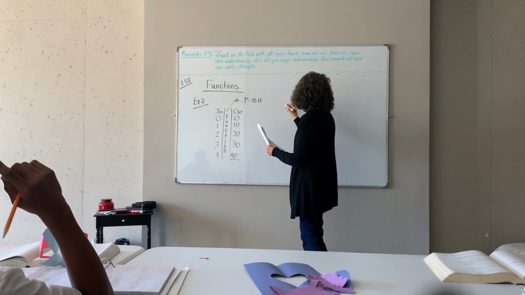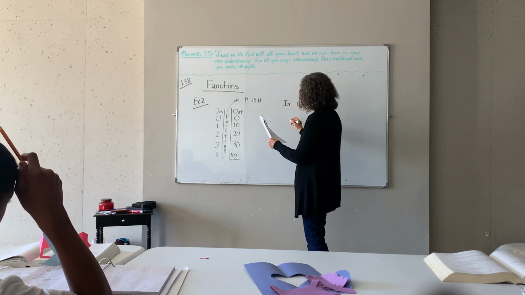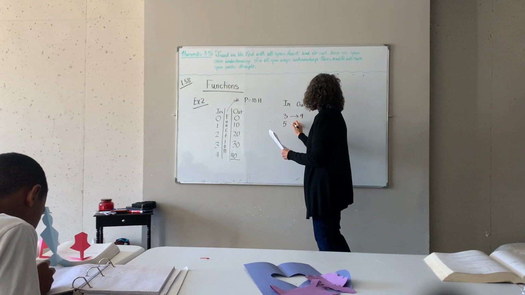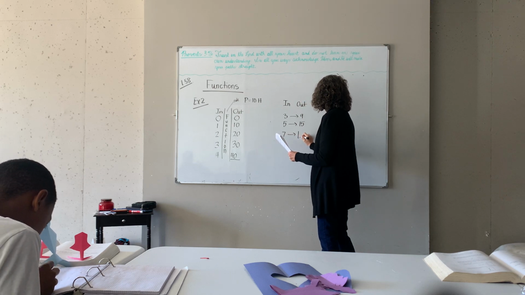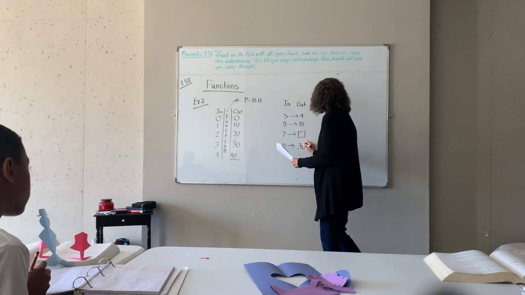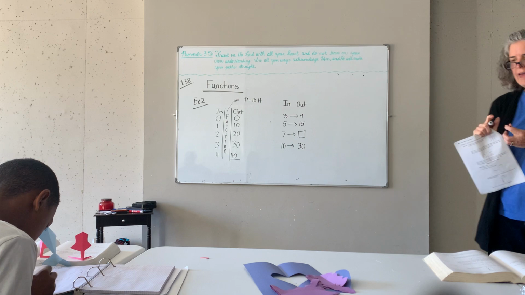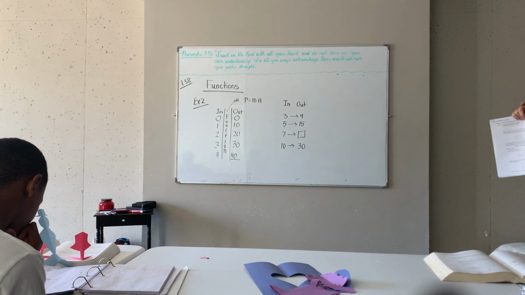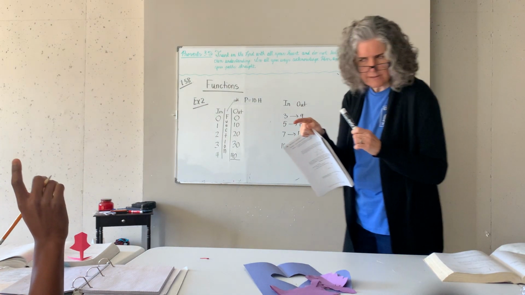So you fill this one out. Here's the in. You write this one down. Here's the out. It's 3, gives you a 9. 5 gives you a 15. 7 gives you a, I'm not going to tell you. And 10 gives you a 30. You have to try to figure out what the pattern or the rule is so that you can fill in the missing box. You write it on your paper, don't say it yet, but write it on your paper when you think you know what it is.